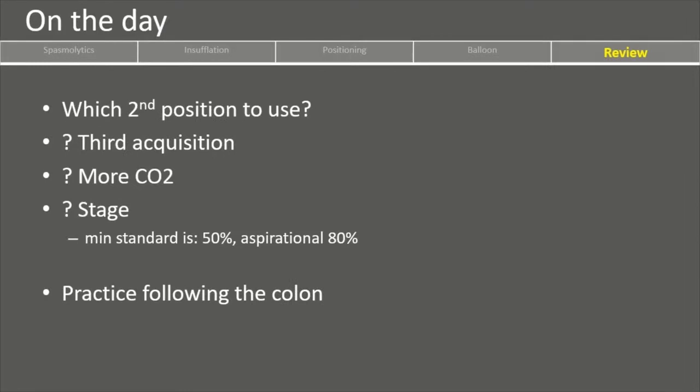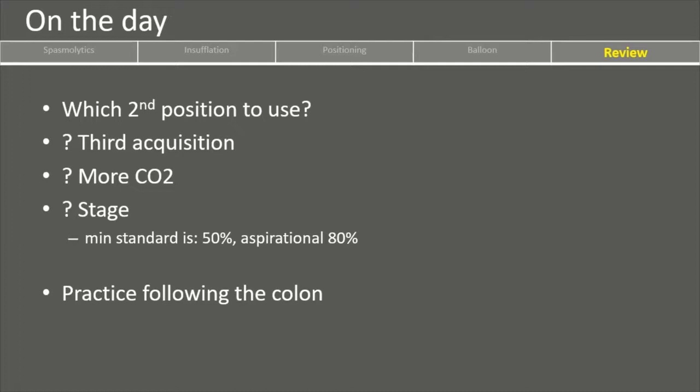The on-table review is a really important skill to practice. It helps you decide which second position to use. And also when you review that, do you need a third position? Do you need more gas? Or is there pathology? Is there a potential cancer? Should you be performing a chest CT to stage the patient?